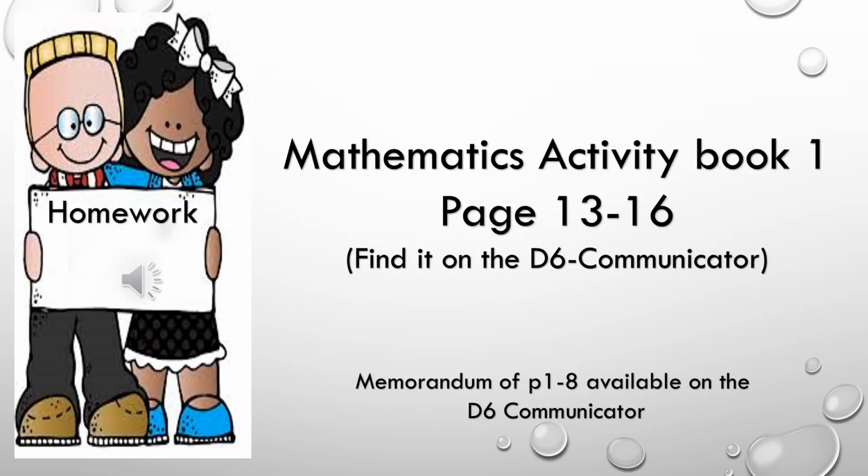For today's homework, we will have Mathematics Activity Book 1, page 13 until page 16. You can find it on the D6 Communicator, but remember, no learner will be disadvantaged if the homework cannot be done, as we will do this work in class again when lockdown is over. If you still need to look at the memorandum of page 1 until 8, it is still available on the D6 Communicator. Please have a look, mark your work so that you can see where you went wrong, so that you can do your revision.